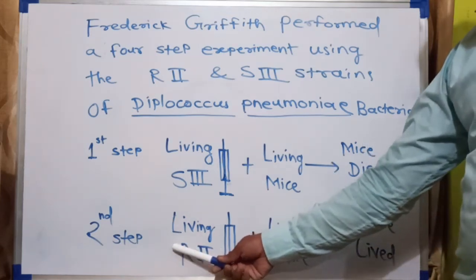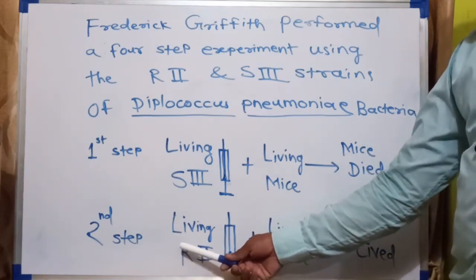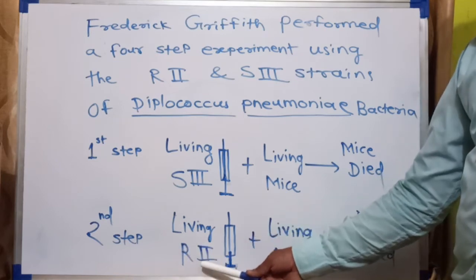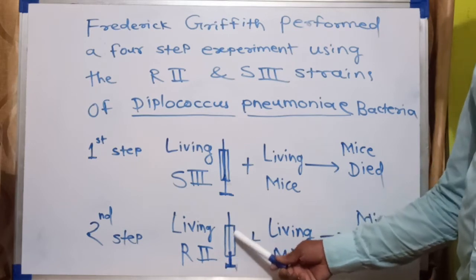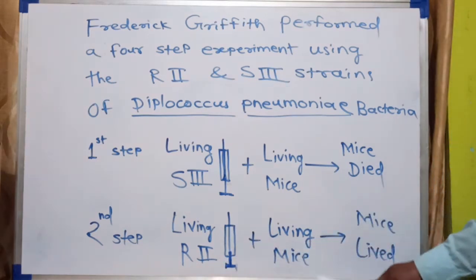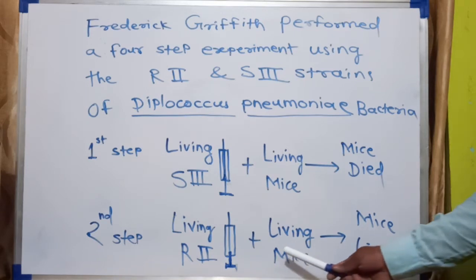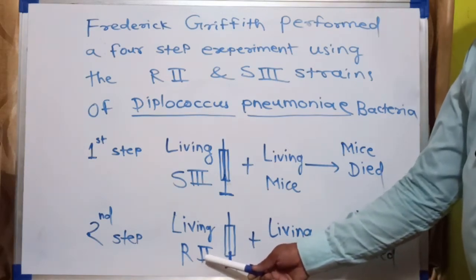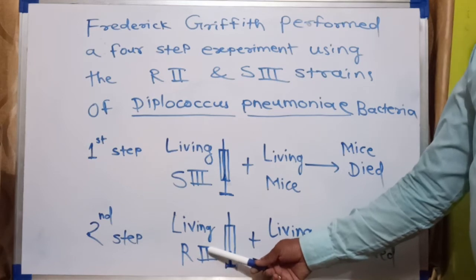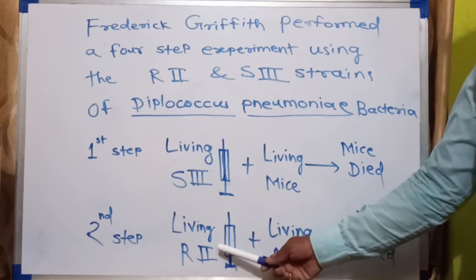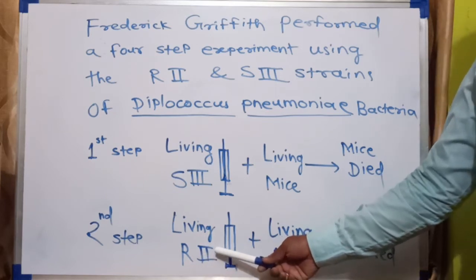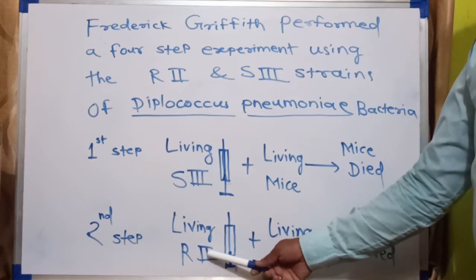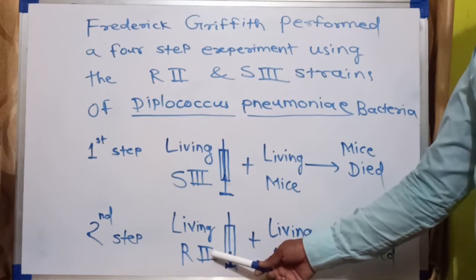While in the second step, Griffith performed the experiment by using living R2 strain suspension injected into living mice, where the mice lived. Why mice lived? Because R2 cells were killed by phagocytic cells of the immune system of mice, because they did not contain capsule which is made up of D amino acids.